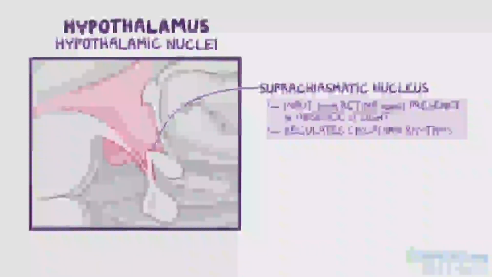Then there is the suprachiasmatic nucleus, which receives input from the retina about the presence or absence of light and uses the information to regulate many biological circadian rhythms, like the sleep-wake cycle. Therefore, you can remember the suprachiasmatic nucleus as the sun-sensing nucleus.